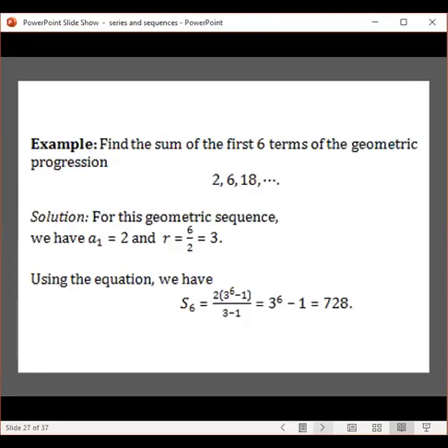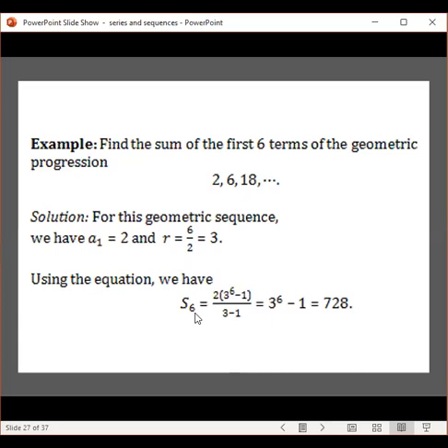So example, find the sum of the first 6 terms of the geometric progression 2, 6, 18, and so on. So we want to find the sum of the first 6 terms. So our first term is 2 with a common ratio of 3. So 6 divided by 2 is 3. Now using our equation earlier, we know that a sub 1 is 2 and our r is equal to 3.